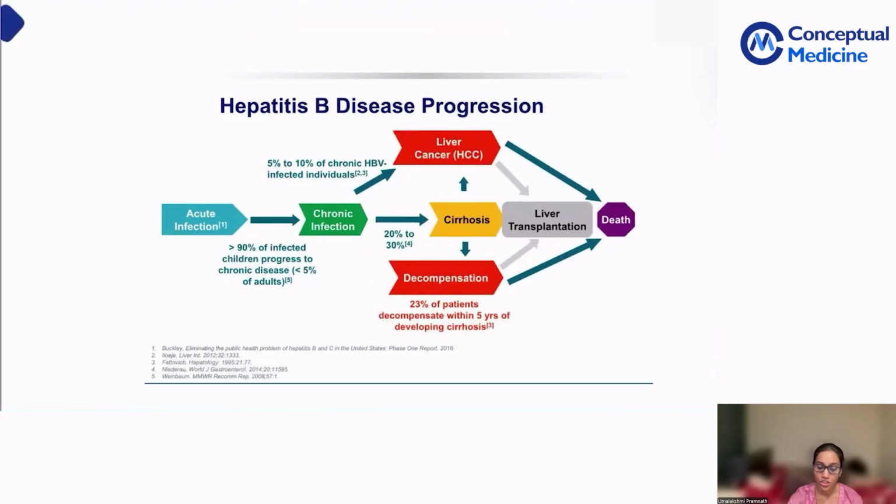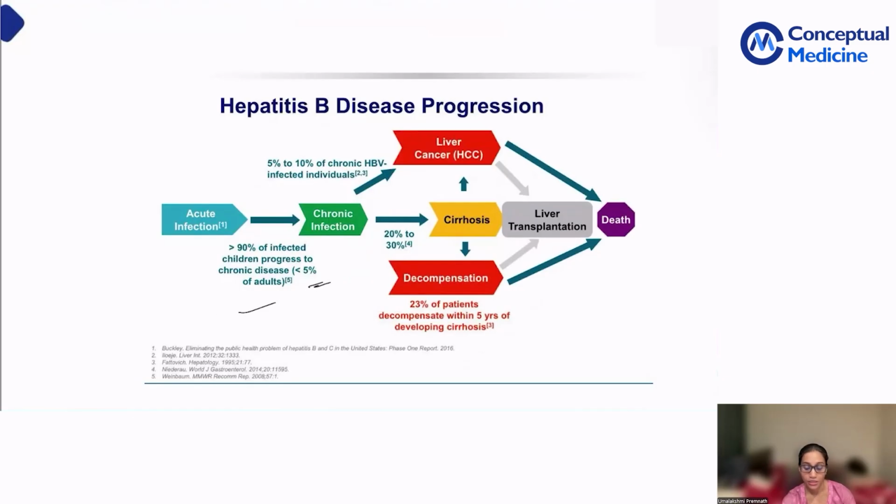Hepatitis B disease progression. This is about hepatitis B. So acute infection happens. You get a good response. 90 to 95% of the patients clear the virus. Less than 5% goes into chronicity. Once they go into chronicity also, they are only having a chronic hepatitis. They're not having cirrhosis.